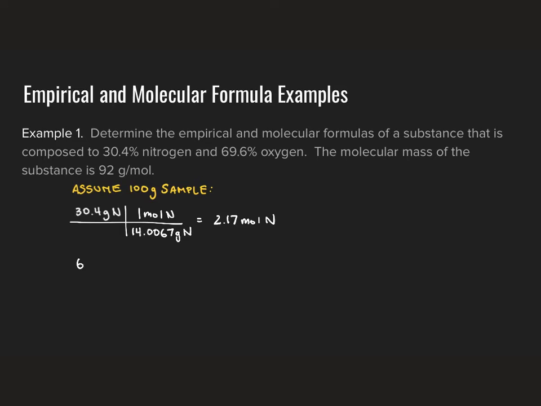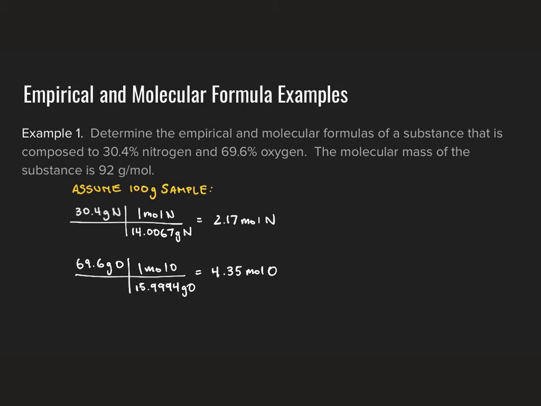I can then follow the exact same process for our oxygen. Out of the 100 gram sample, 69.6 grams of that would have been oxygen due to the percentage present. So we went percent to mass and then mass to moles. We'll divide that 69.6 grams of oxygen by 15.9994 grams of oxygen per mole, and that will yield 4.35 moles of oxygen present in our sample. So we now have a molar ratio that is 2.17 moles of nitrogen to 4.35 moles of oxygen.